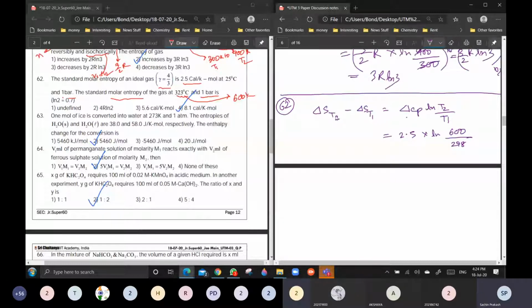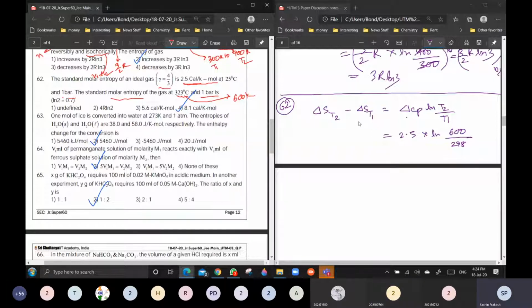Sir, how is delta Cp 2.5? See, there is no reaction taking place. So the molar entropy of an ideal gas is given with Cp. If there is no reaction, delta Cp will be equal to Cp only. Are you getting my point?